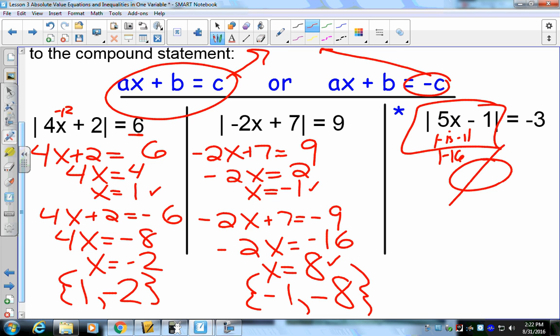Well, no matter what, when I take the absolute value, I'm not going to get negative 3. The absolute value of a number is always a positive. We're talking distance, so we're thinking positive terms. So no matter what happens, when I solve that and get an answer, it's not going to work in. So because I have an absolute value that is equal to a negative, I know it cannot work because I cannot take the absolute value of something and get a negative.